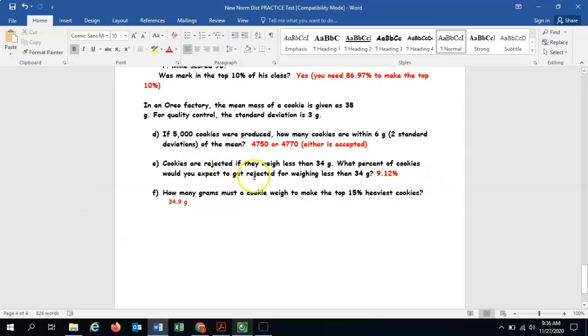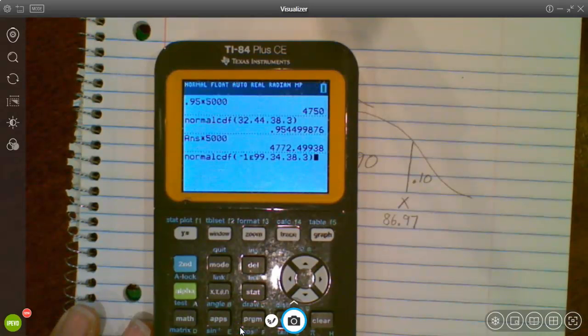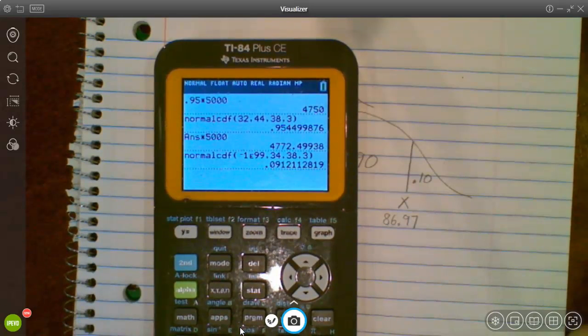Hold on. So cookies are rejected if they weigh less than 34 grams. So what percent would we expect to get rejected? So less than 34 means I'm going to go into my distribution. I'm going to go from negative infinity all the way to 34. My mean is still 38. Standard deviation is still 3. So here's what it looks like in the calculator. And so if we round this accurately, we're going to say 9.12%.